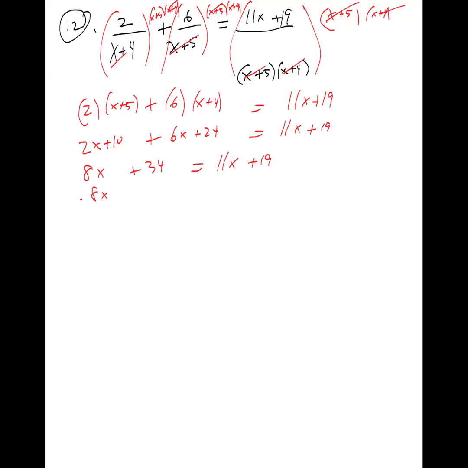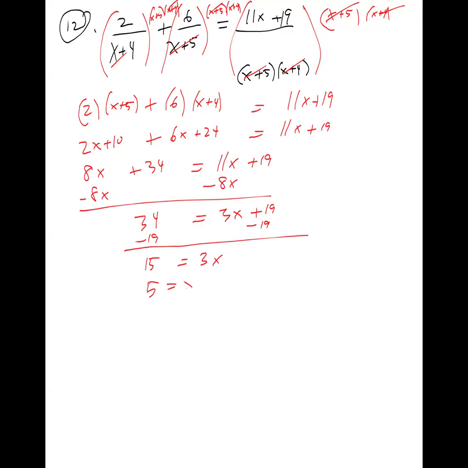Subtract the 8x from both sides because it's smaller. Then you get 34 equals 3x plus 19. Subtract the 19 from both sides. And then you get 15, I believe, equals 3x. Divide by 3 and you get 5 equals x.